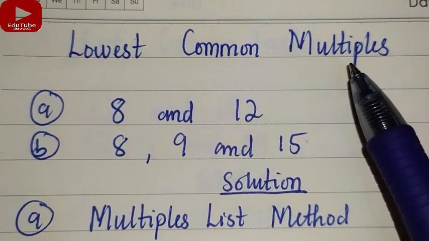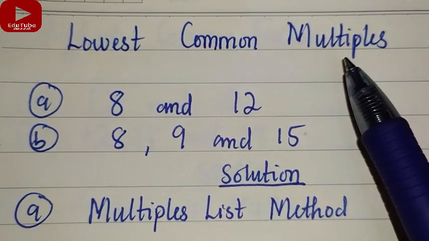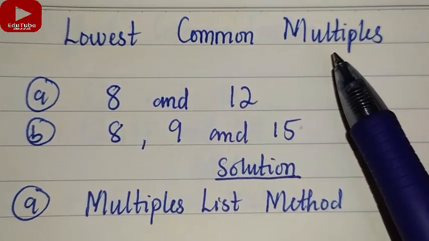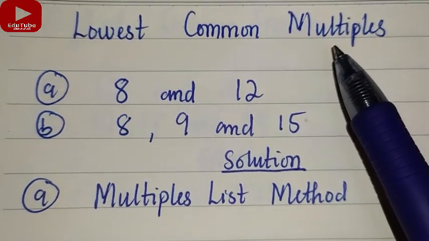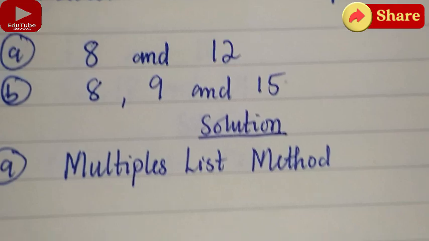But in simple language, I could say that multiples are numbers that you get when you multiply a number by any other series of numbers. When you hear about multiples, basically just think about multiplication. So let's jump straight to our first example.